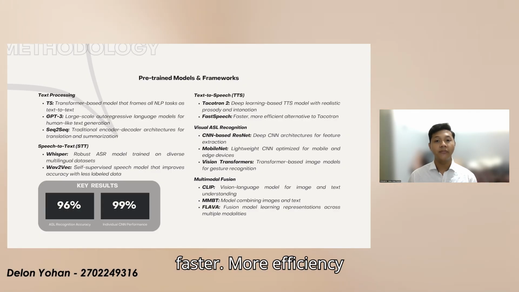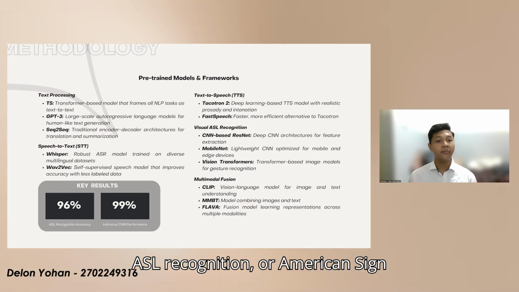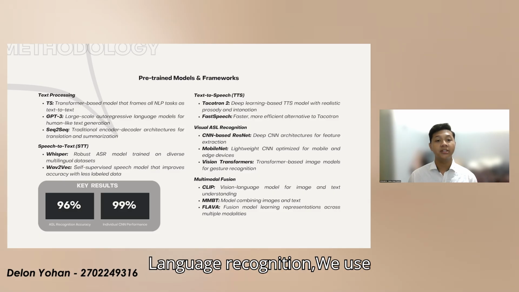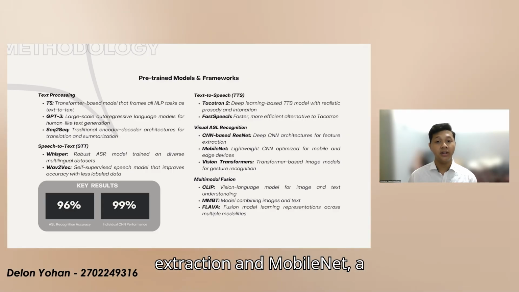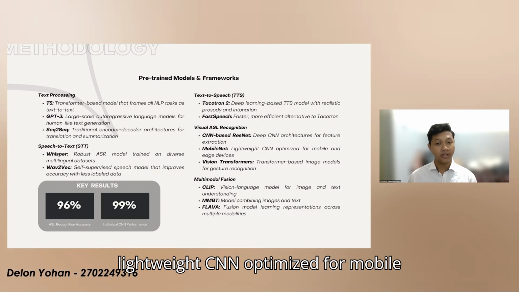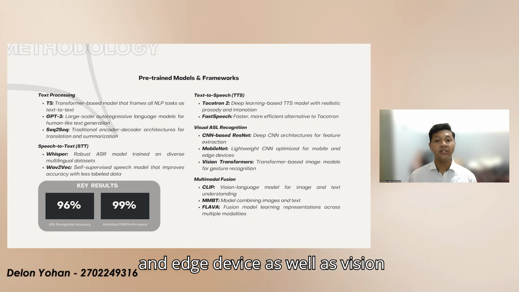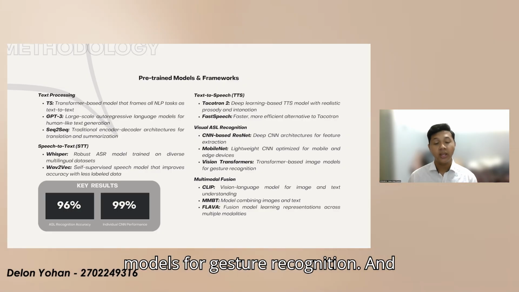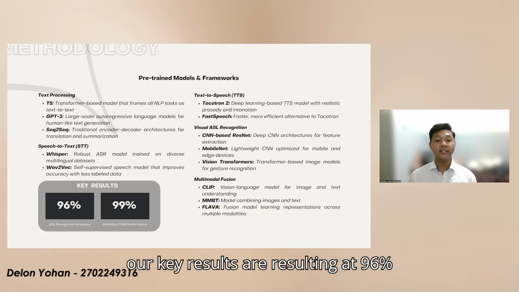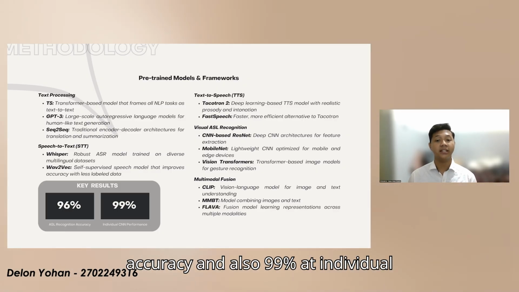a faster, more efficient alternative to Tacotron. For visual ASL recognition, or American Sign Language recognition, we use CNN-based ResNet and also deep CNN-based architectures for feature extraction, and MobileNet, a lightweight CNN optimized for mobile and edge devices, as well as vision transformer-based image models for gesture recognition. And our key results are 96% American Sign Language recognition accuracy and also 99% individual CNN performance.